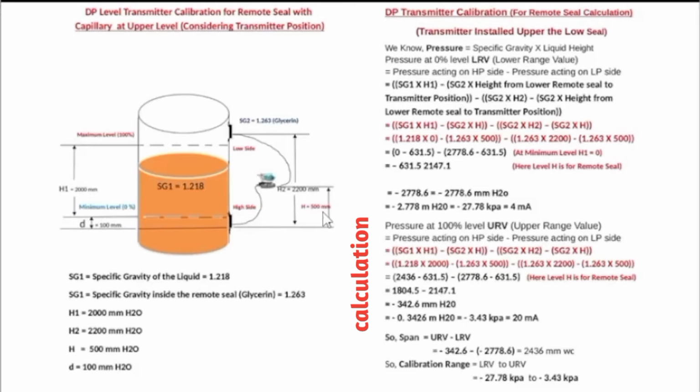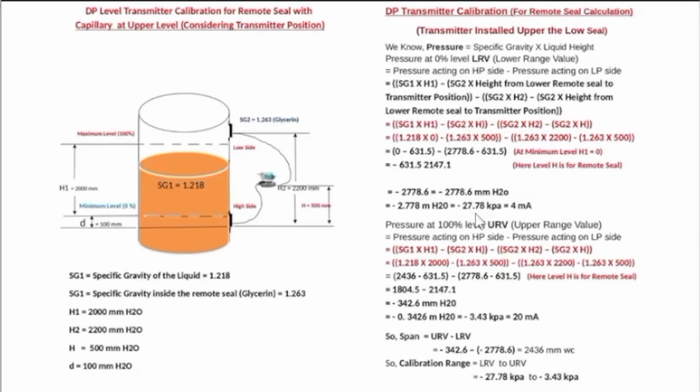And on the other hand, when we consider the pressure acting on the HP side, at that time we have the specific gravity Hg2 into H2, that means this position, and minus, this is the lower side, that means it will be minus 1.263 into 500. So we will get the result minus 27.78 kPa. That means at this stage 4 milliamp.